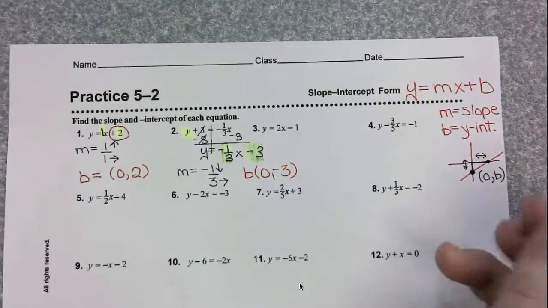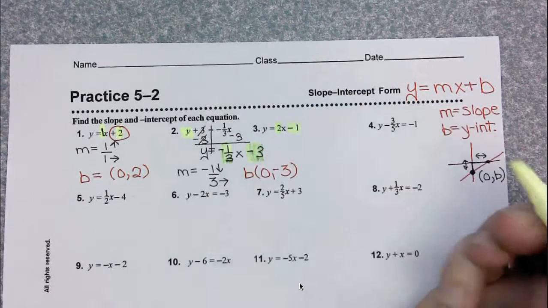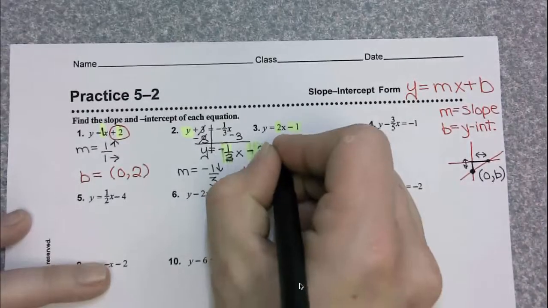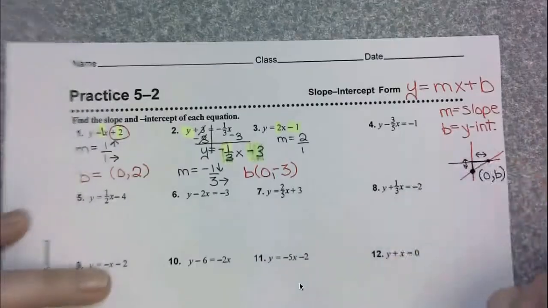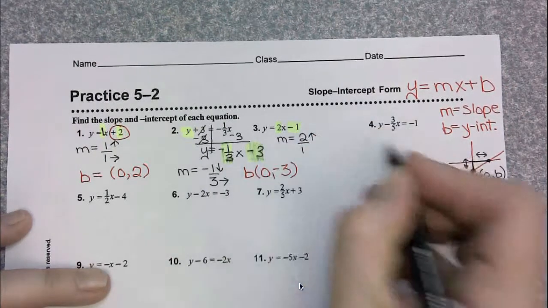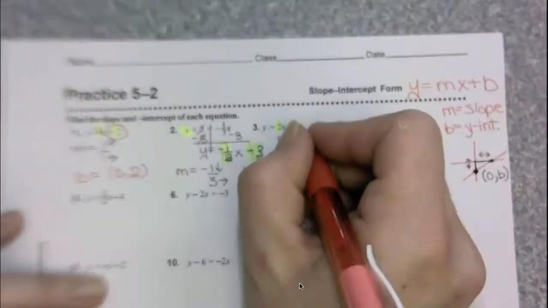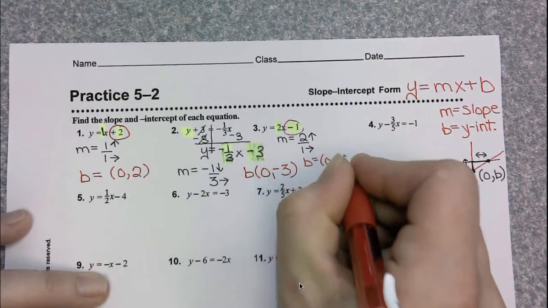Next example, we have our slope and our intercept. This one's already solved for y, so it's pretty straightforward. Slope is equal to 2. If it's a whole number, I can put a 1 under it. If it's positive, I'm going up. If it's positive, I'm going to the right. And my y-intercept is the point 0, negative 1.